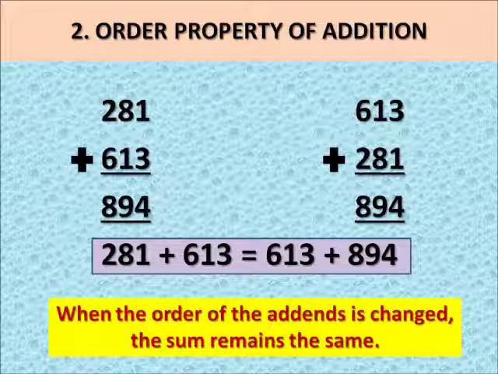That is, in the first case we have written 281 first and then we have written 613. Now in the second case we are going to write 613 first and 281 next. So let us add 613 and 281. Again we get the sum 894. Hence 281 plus 613 is equal to 613 plus 281. Thus, when the order of the addends is changed, the sum remains the same.